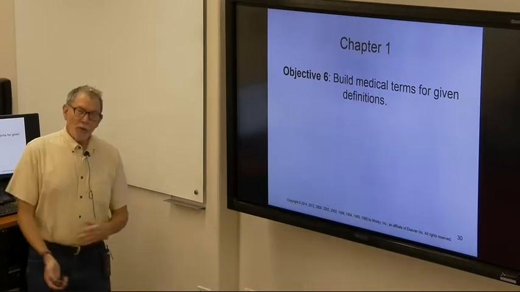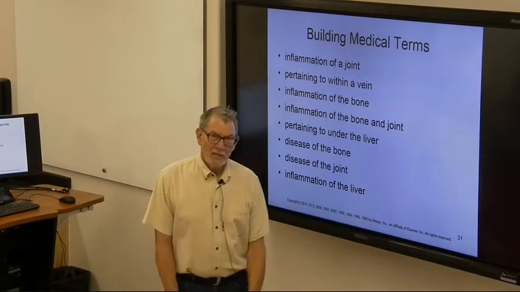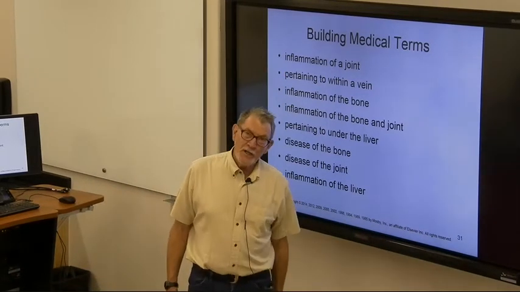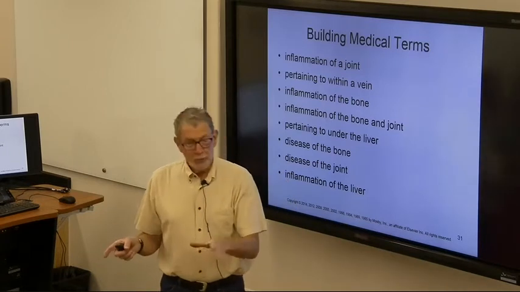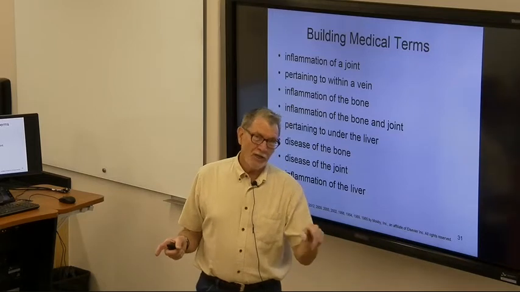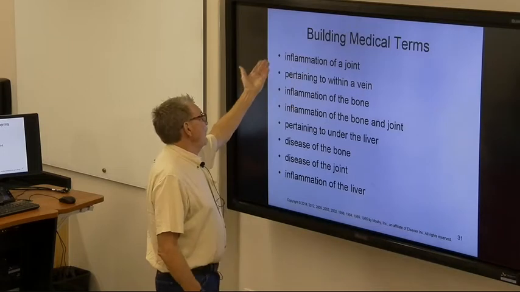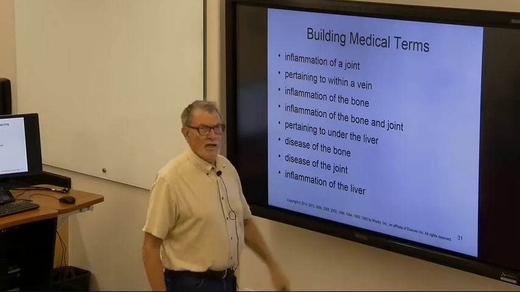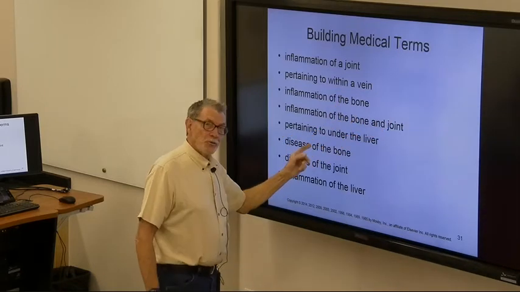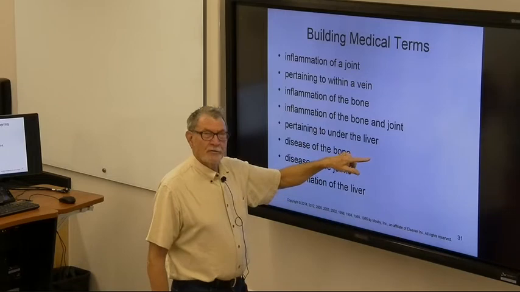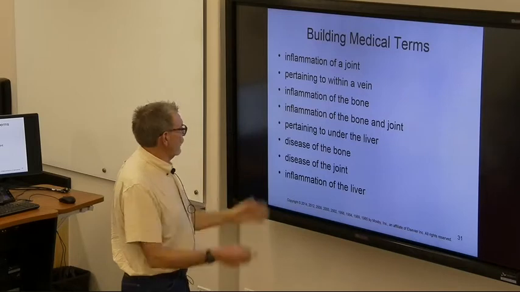So now let's build the terms the other way around. Inflammation of a joint. Well, it's going to be itis, because that's inflammation. Joint is arthro. Okay? Except you don't need an O if you already have itis, there's an I there. So it's just arthritis. So you're building it with the suffix and the word root. Pertaining to, within a vein. Us, ven, intra. Intravenous. Suffix, word root, prefix. Put them together.